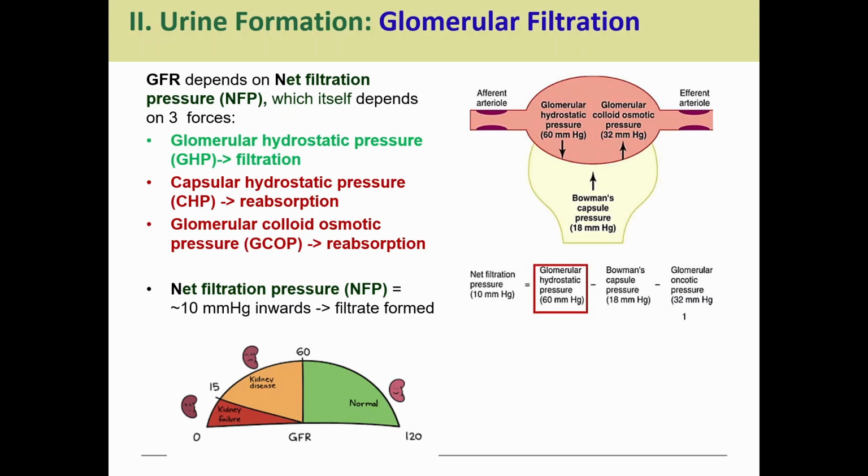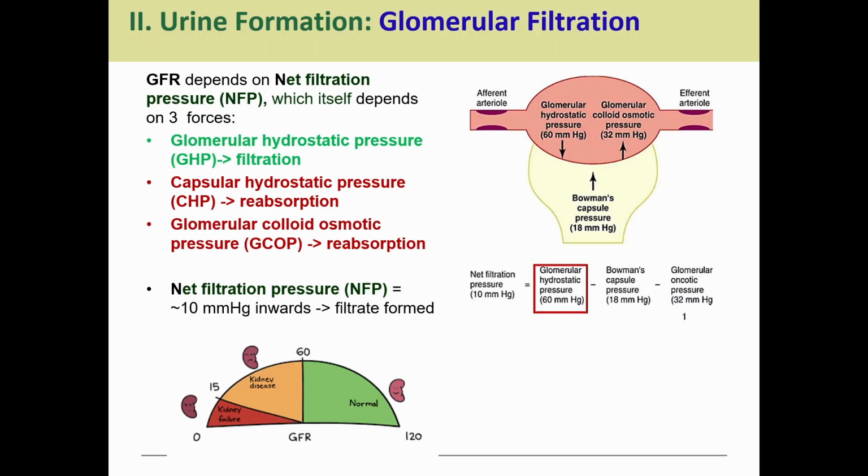But generally speaking, that glomerular hydrostatic pressure is higher than both of the other two combined. And so we can calculate this out. The net filtration pressure is going to be the glomerular hydrostatic pressure minus the Bowman's capsule pressure, which is the capsular hydrostatic pressure, minus the glomerular colloid osmotic pressure, right? Sometimes you'll see the capsular hydrostatic pressure and the glomerular colloid osmotic pressure added together and then subtracted from the glomerular hydrostatic pressure. It will give you the same number, regardless of how you do it.